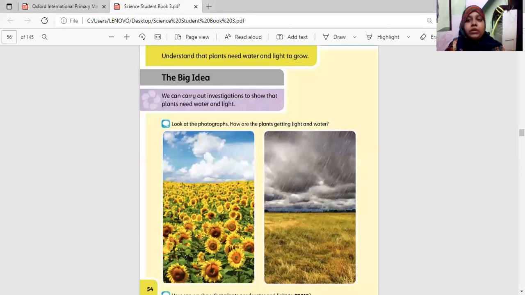Okay. So what we did in our previous lecture was we studied in detail about the different functions of the plant. We learned about stems, flowers, leaves and roots. Just quickly revising it and then we'll be moving ahead.